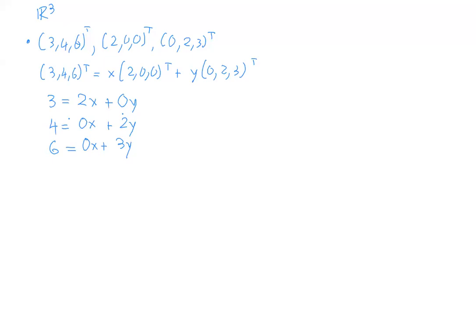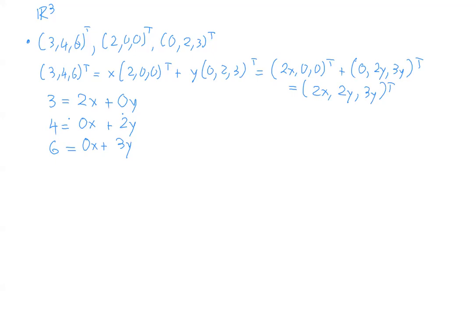And let me explain this even more, because the first vector is (2x, 0, 0). This is what happens when you multiply by x, when you scale by x. The second vector is (0, 2y, 3y). So the whole thing would be (2x, 2y, 3y). Hence, you get these equations right here.